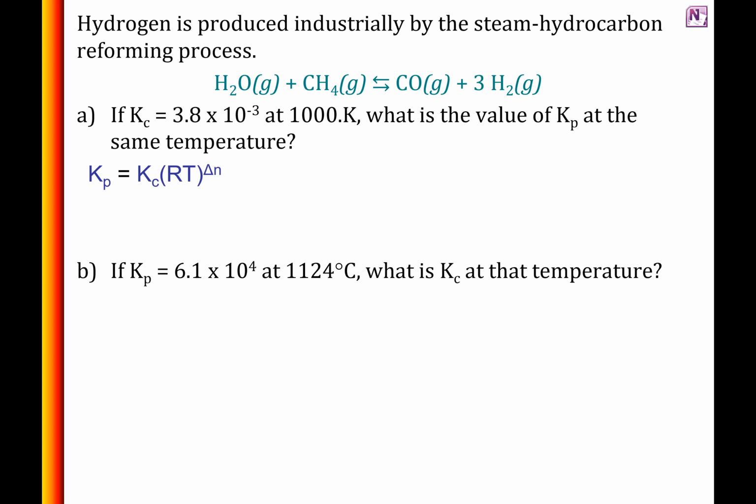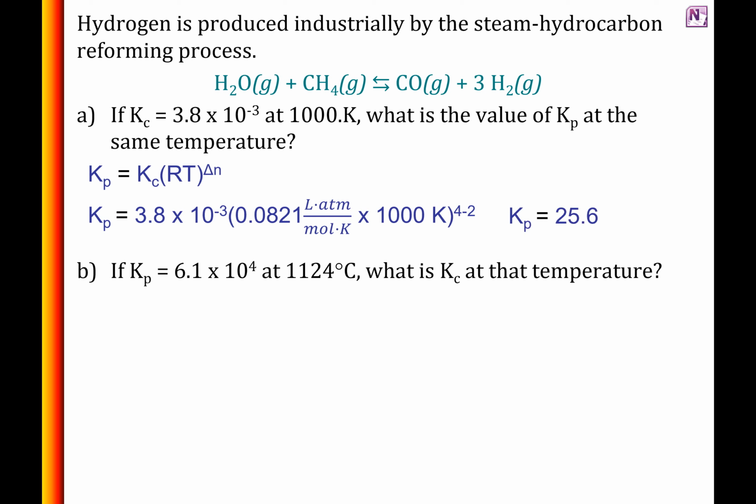Okay, for the first one, we just need to grab our Kp expression. They gave us a Kc, they gave us our temperature in Kelvin, we know R, so we need to calculate the delta n. If we look at our products, we have 3 moles of H2 plus 1 mole of CO, so that's 4. On our reactant side, we have 1 mole of H2O and 1 mole of methane, so that would be 2. So our expression becomes our Kc value, 3.8 times 10 to the minus 3, times R times 1000, raised to 4 minus 2. This gives you a Kp value of 25.6.